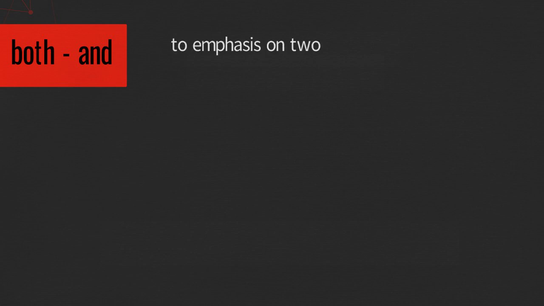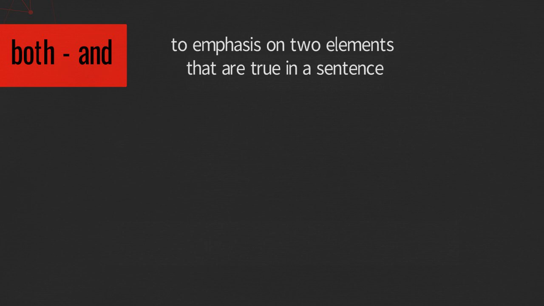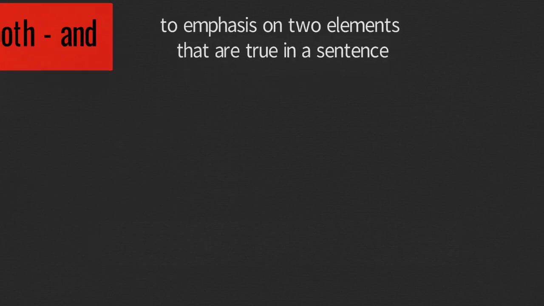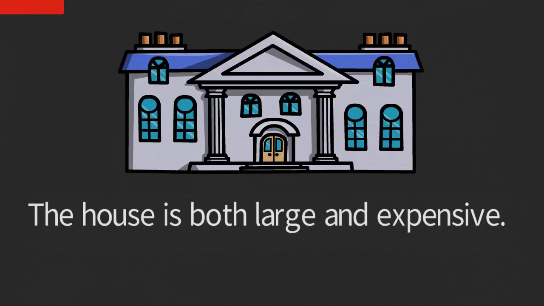Moving on, the next pair is both and. Now, how is this pair used? The both and pair is used to stress two elements or characteristics or conditions that are true in a sentence. For example, the house is both large and expensive. In this sentence, two descriptive details are given with the use of adjectives, which are large and expensive.